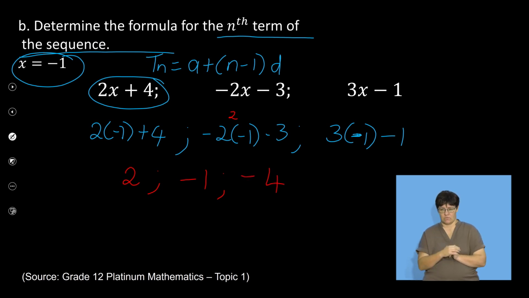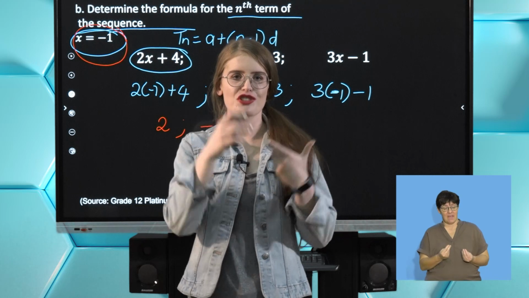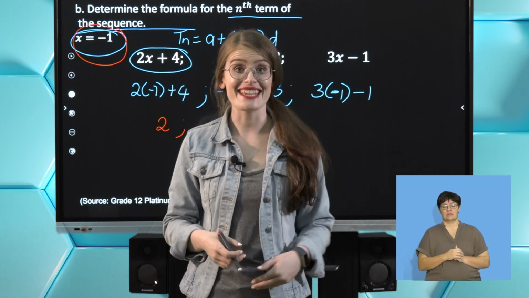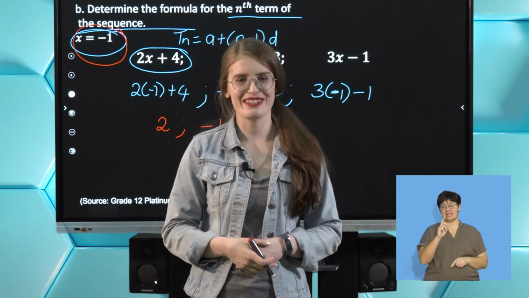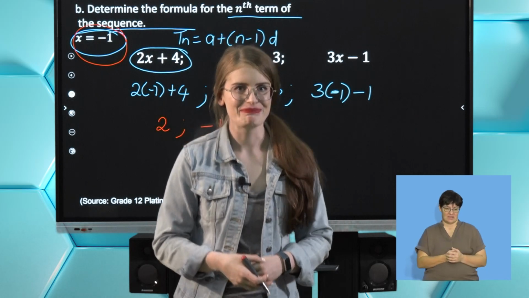So I've now substituted in my value for x to find the actual values of term 1, term 2, and term 3. Because I now have the actual values of term 1, term 2, and term 3, I'm going to be able to find a and d and determine the nth term for this sequence. Let's work on a and d.